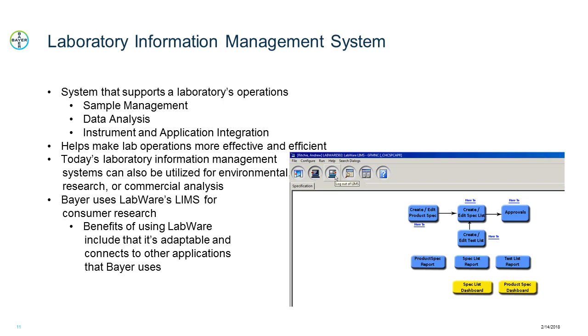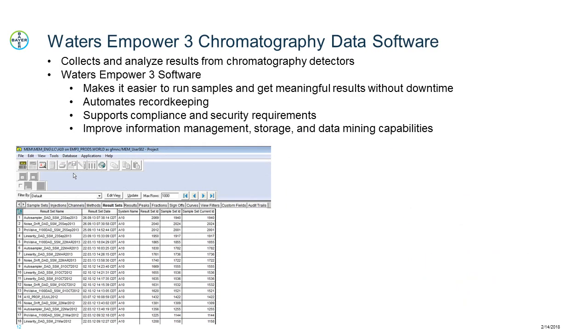in one place, and that system is interconnected into other Bayer applications. Our second one is our Waters Empower 3 chromatography data. Basically, it allows us to pull all of our sample sets, method sets, result sets from all of our chromatography. Chromatography is one of the major analytical tools used to run samples in the lab, in the chemistry lab.